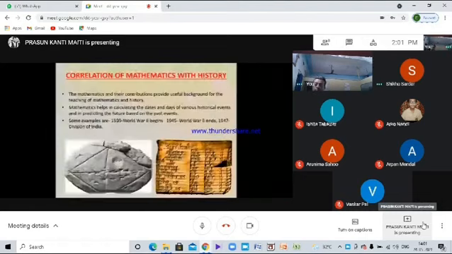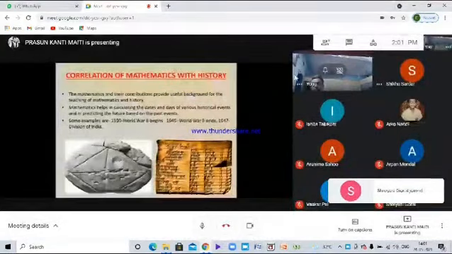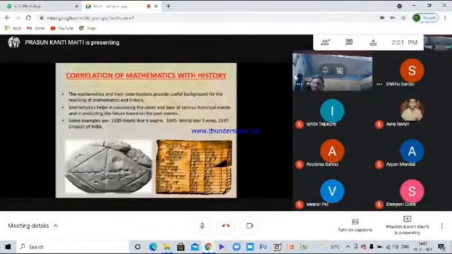Moving to the next slide, history is often influenced by applications of mathematics. Mathematics helps in calculating the dates and days of various historical events and predicting the future based on past events. Some examples are 1939 World War II begins, 1945 World War II ends, and in 1947 the division of India.